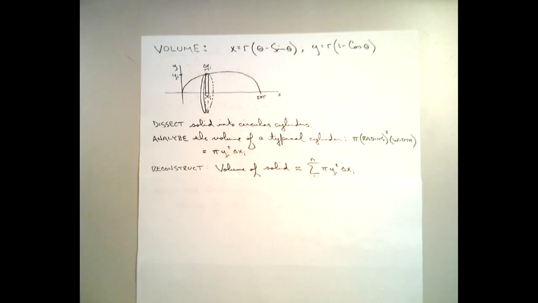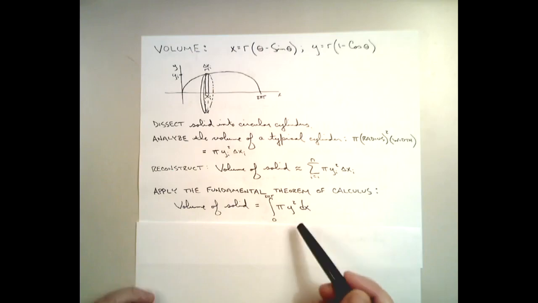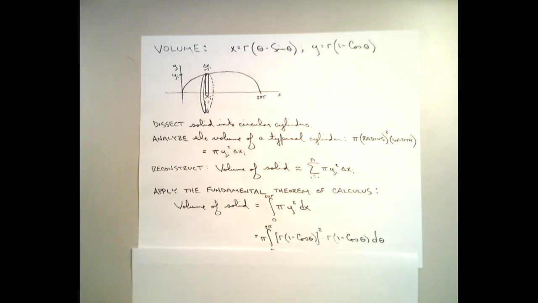And then we can reconstruct. If I put all of those pieces together and add up all of those volumes, I get a Riemann sum. Again, if you can express a quantity approximately with a Riemann sum, then you can evaluate it precisely as a definite integral, using the fundamental theorem. So the integral is going to be from 0 to 2 pi r of pi y squared dx. So far we haven't done anything differently. Everything is exactly the same as it was toward the beginning of the semester.